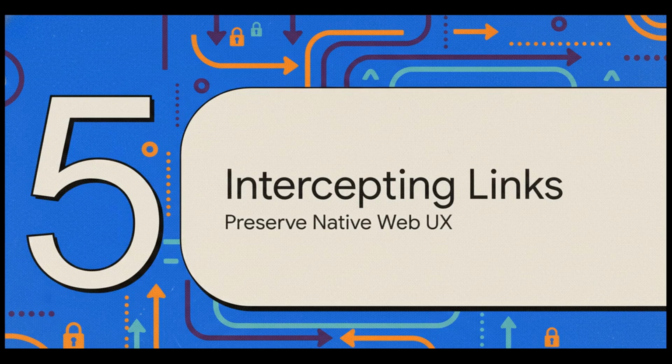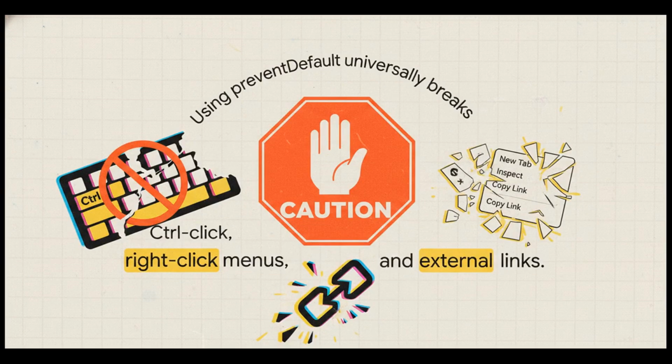Okay, Section 5, intercepting link clicks. We've got to preserve native web behavior here. It's really tempting to just take a sledgehammer approach to your links. Just write a script that finds every single anchor tag on the site and slaps an event.preventDefault on them so your SPA router can hijack the whole show. Please don't do this. It's a massive anti-pattern.